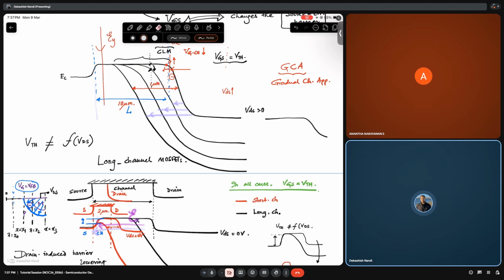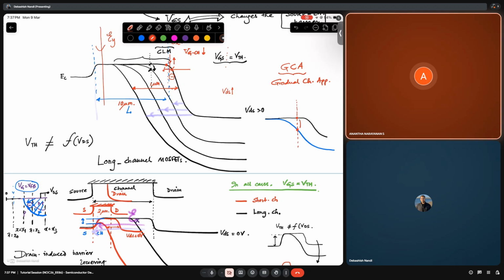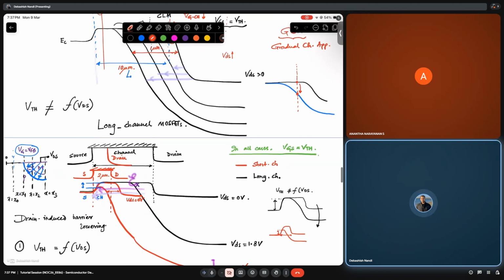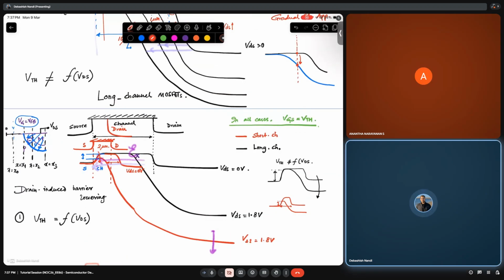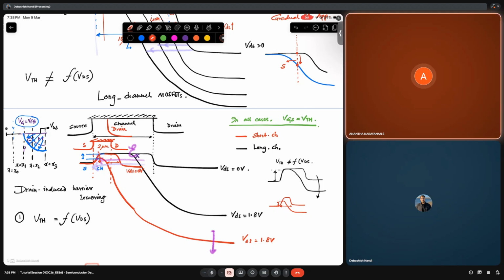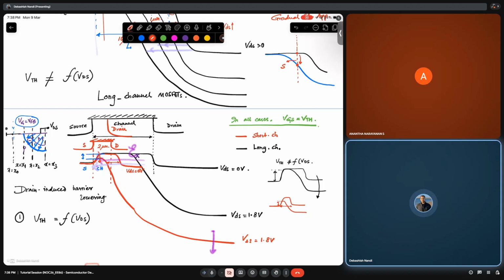But as my VDS increases, how will my band diagram look like? Band diagram here will look something like this. Yes, sir. So now if I take this point, the barrier will be lowered, right? Yes, sir. Same thing is happening on the source side as well. It is just that this point is now very close to the source. Are you satisfied now that increasing VDS, the source side barrier will be lowered in short channel devices? Yes, sir. Now I think I understood. Okay, fine. So this is the qualitative part of this.